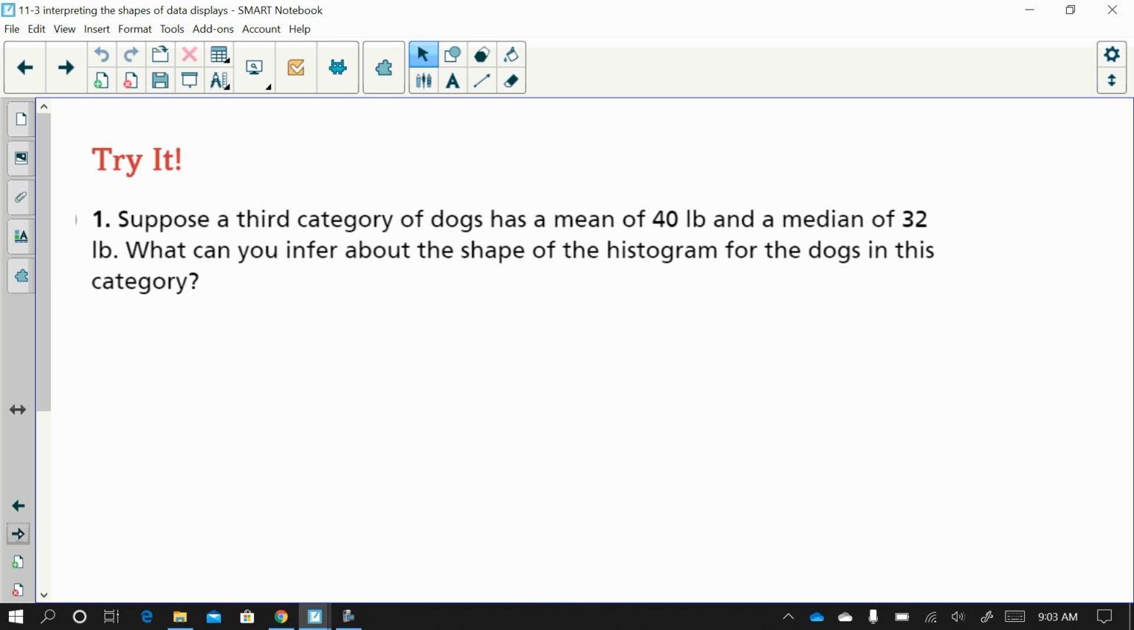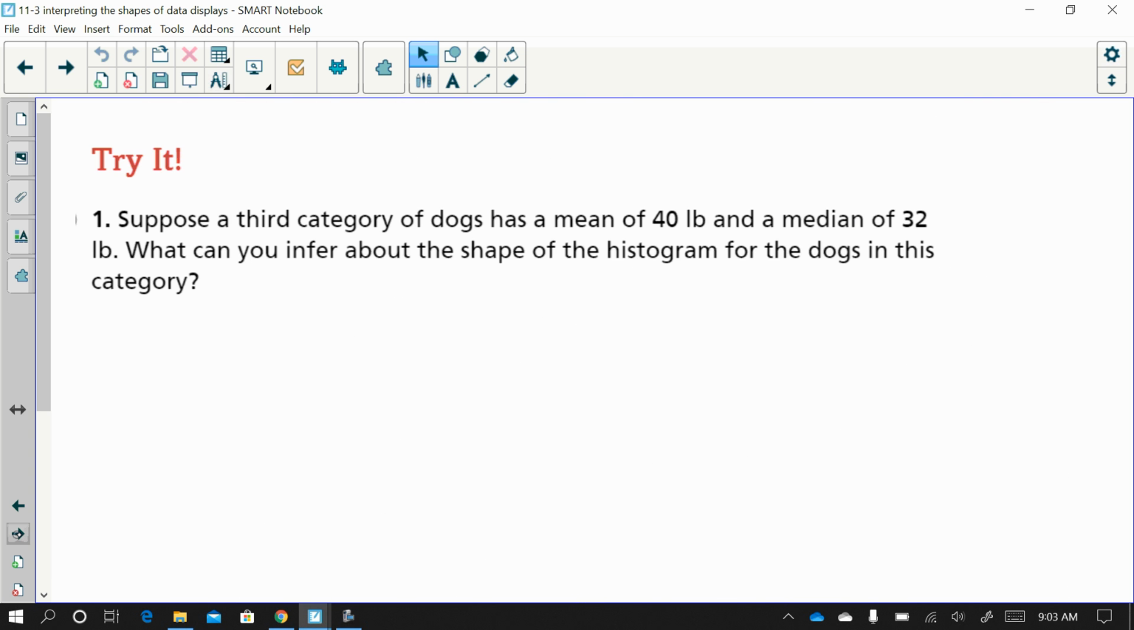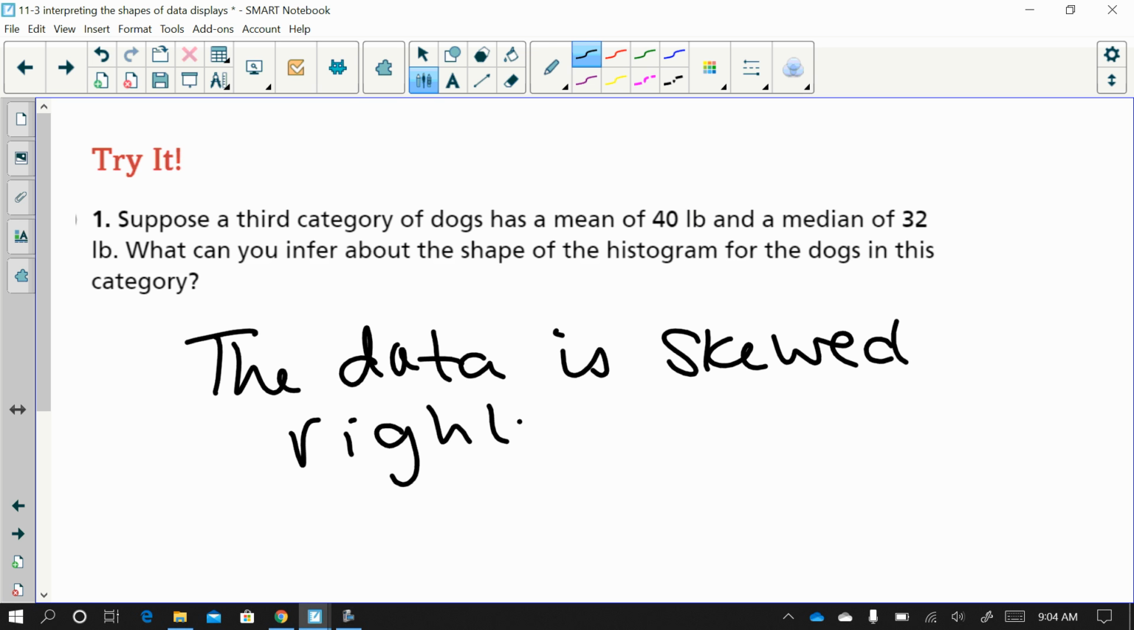So let's look at a third try it problem. So suppose a third category of dogs has a mean of 40 pounds and a median of 32 pounds. What can we infer about the shape of the histogram for the dogs in this category? Okay, so my mean is greater than the median. What does that mean? Well, if you can't remember, come back over here. The mean is greater than the median, so that means the data is skewed right. So if you want to think a quick sketch, it looks something like this. The tail is going to the right.